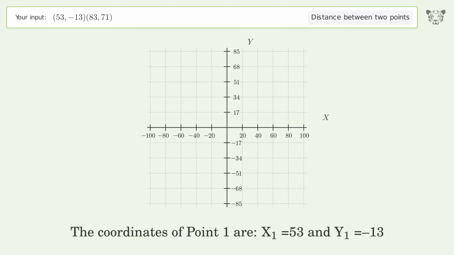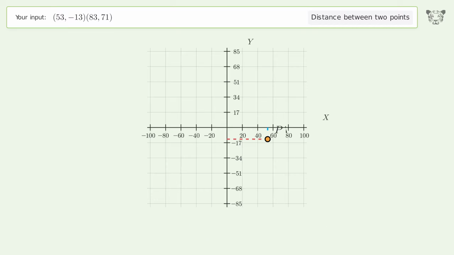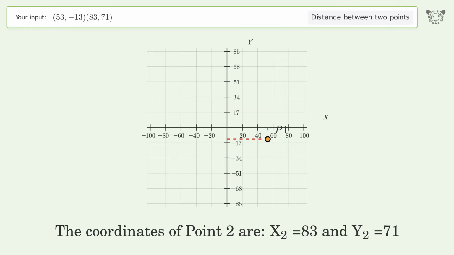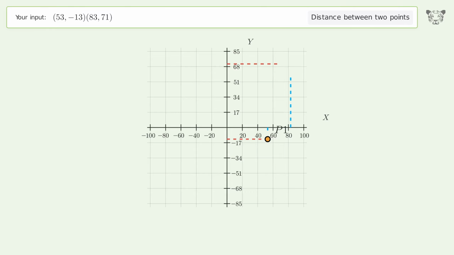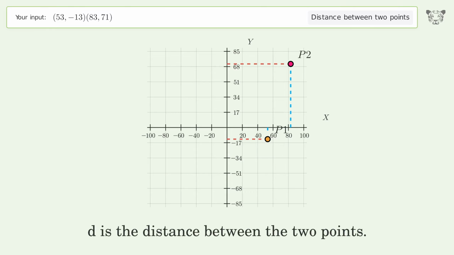The coordinates of point 1 are x1 equals 53 and y1 equals negative 13. The coordinates of point 2 are x2 equals 83 and y2 equals 71. D is the distance between the 2 points.